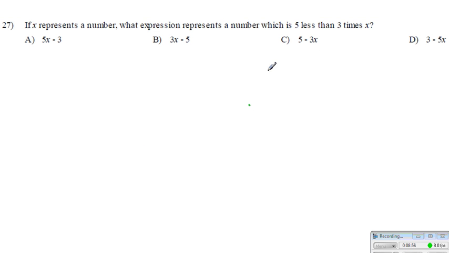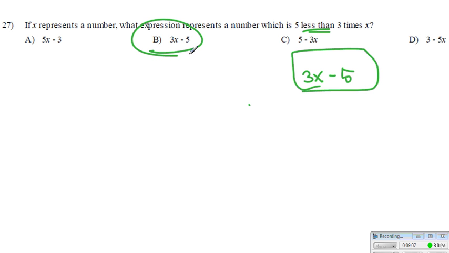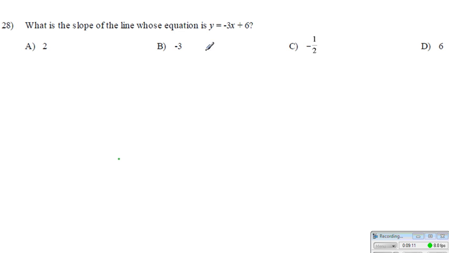All right, here, 5 less than. Whenever you see less than, we need to switch the order. So 3 times x minus 5. That's what we end up getting, which is choice B. All right, number 28. The slope is the number in front of x when you solve for y by itself. That means -3 becomes our slope.